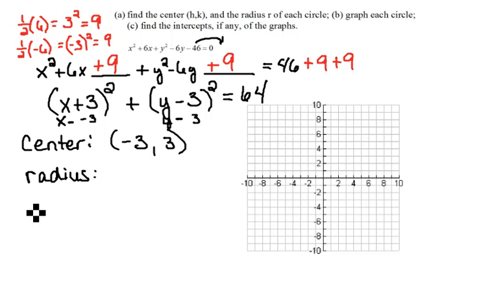Now for our radius. Our radius squared in that position is a 64. So if we take the square root of both sides, we get the radius equals 8. So we'll finish this up in the next one.